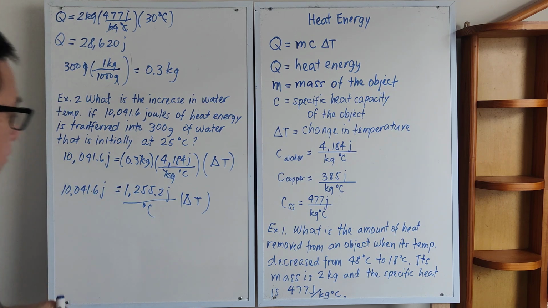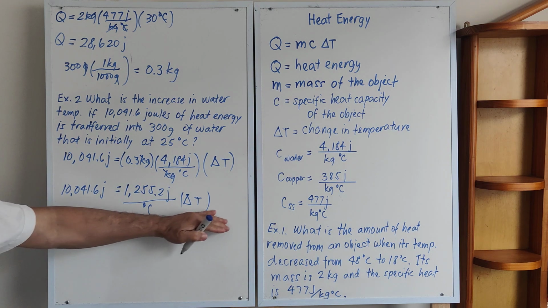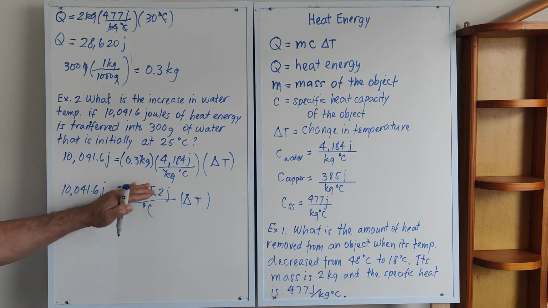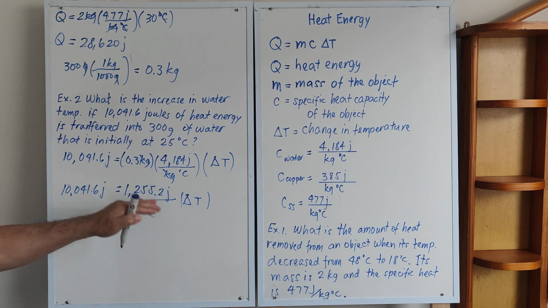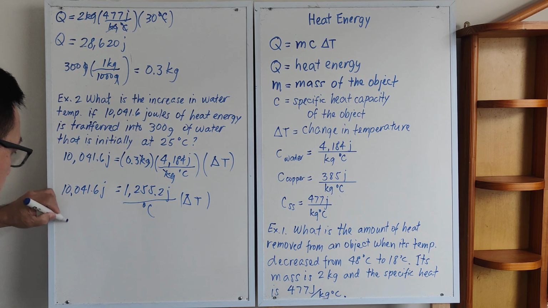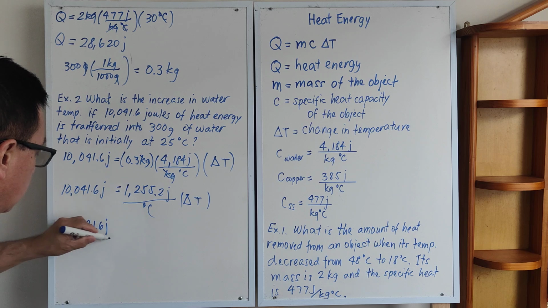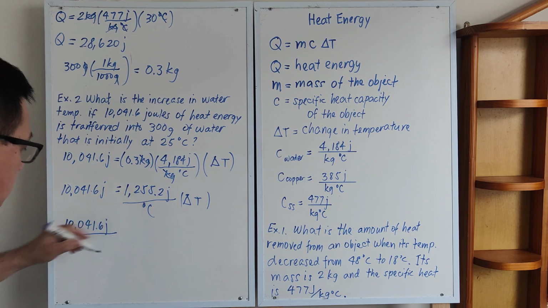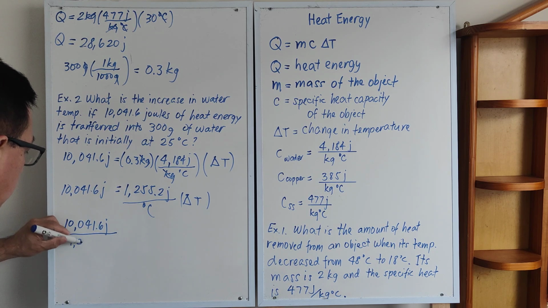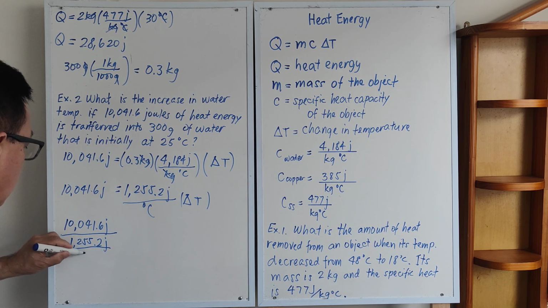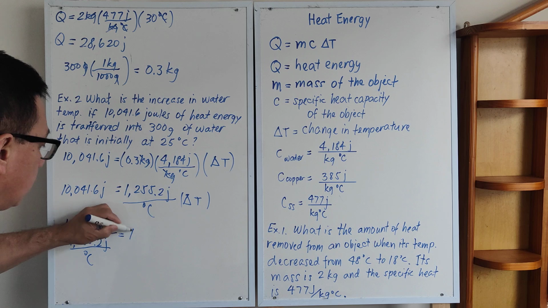is equal to 10,041.6 joules. So we want to solve for delta T. What is with delta T? This whole lot. So we multiply both sides of the equation by this whole lot. What we'll have is 10,041.6 joules divided by 1,255.2 joules per degree centigrade is equal to delta T.